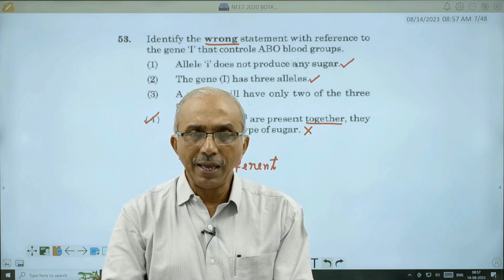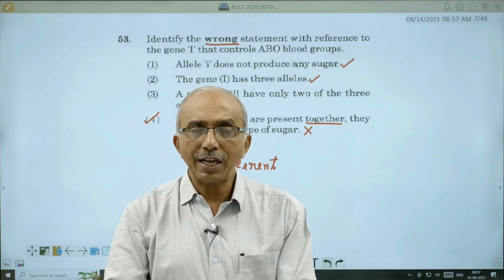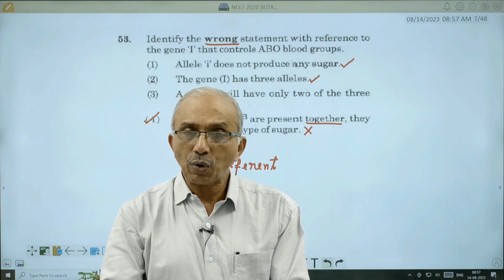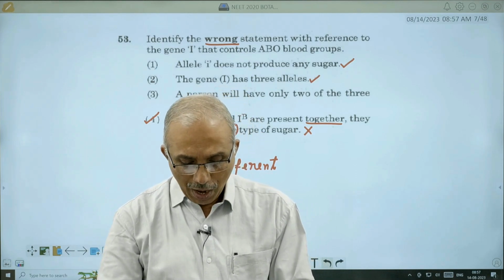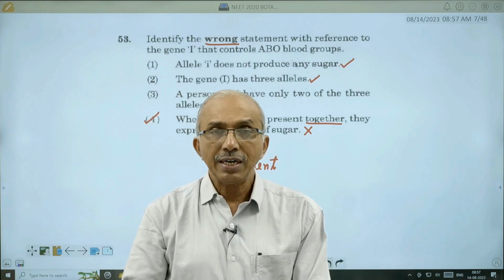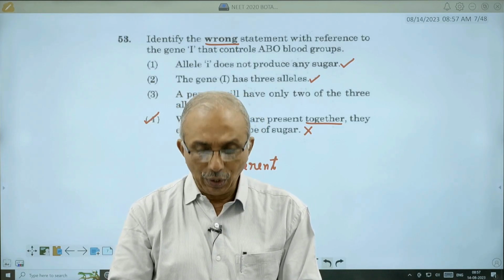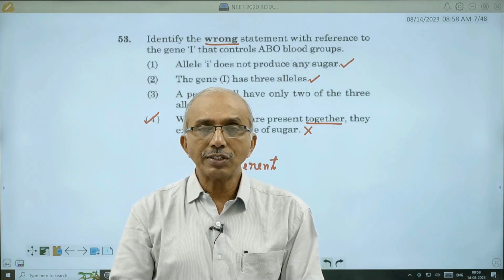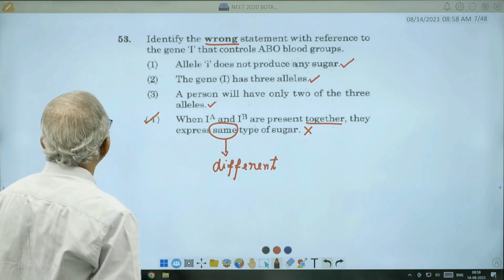IA, IB, they are heterozygous. Heterozygous condition. In this condition, both of them produce their own character. So it is codominance. So not the same sugar, different. Next question.